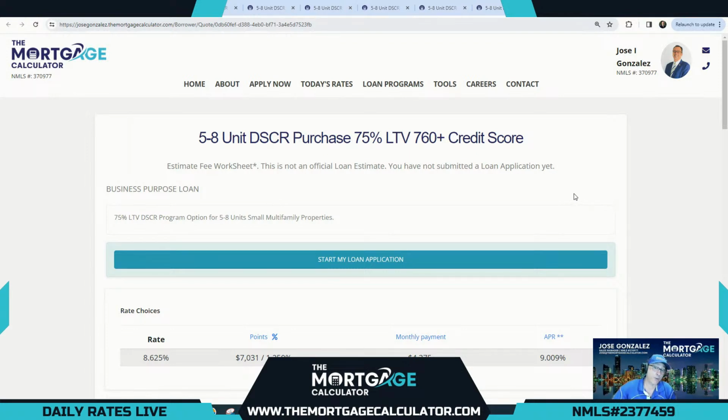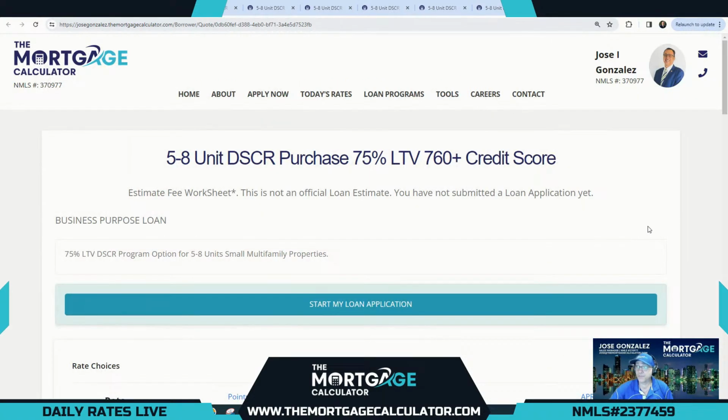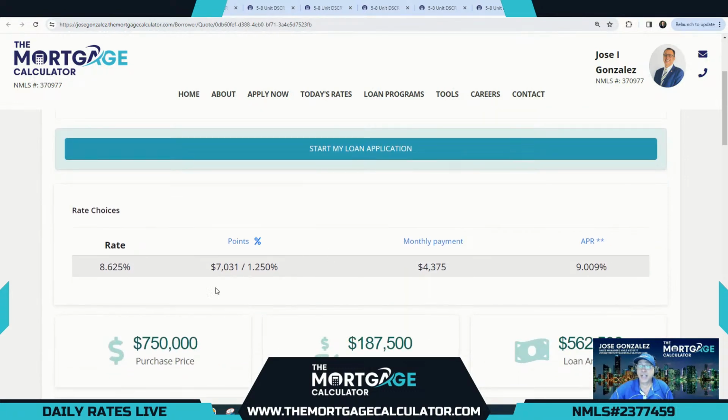Now, if the property is deemed rural on the appraisal, then that's it. There is no workaround for a rural property with this small multifamily hybrid DSCR program that we have. Hybrid because it's treating it like residential, but it's commercial. So our first option here is for our best case scenario borrower with a 760 plus credit score. And again, maximum 75% LTV. And we're looking at 8.625 with a cost of 1.25 points.